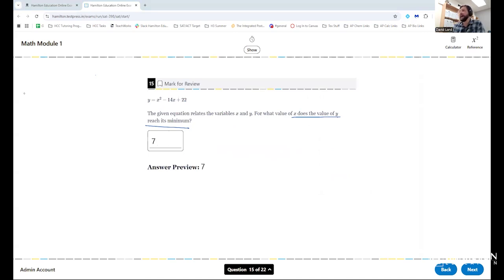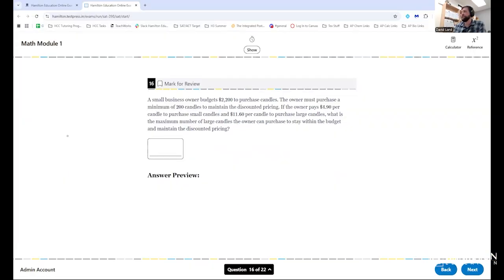Now, a very quick way of getting the x value of the vertex is to do negative b over 2a. So negative of the -14 over 2 times 1, which also gives us 7. So something else to keep in mind whenever you're trying to find the x value of the vertex of the parabola, you can do negative b over 2a. But if you were looking for the y value, plug it back in and then solve for the y value.